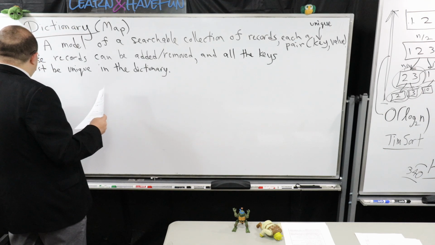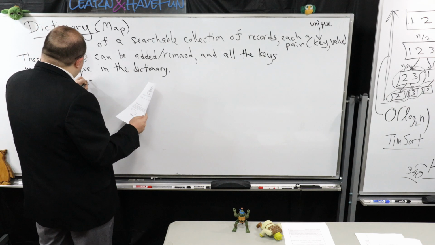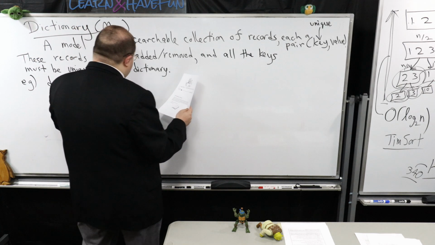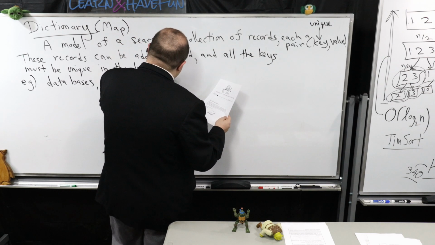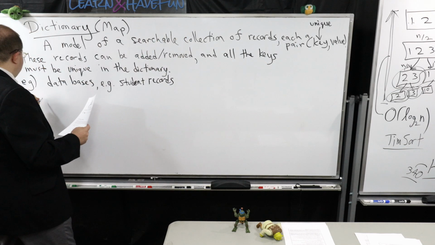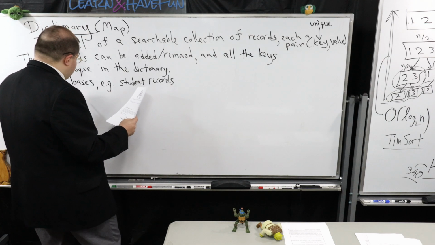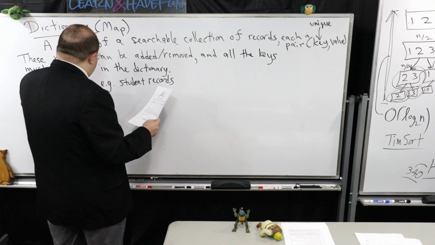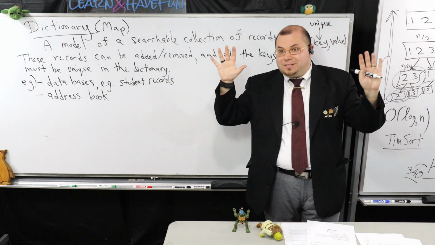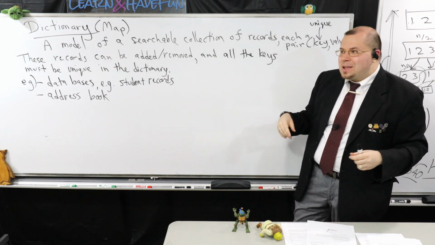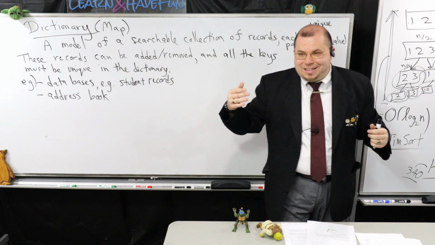Just to recap what I said, here are some examples. If you want to make a database, you can think of it as a database with student records, for example. Another one, of course, is an address book, where you have names attached to addresses. Hence the name dictionary: you could also think of it literally as a collection of words, each with its own definition, or actually a collection of definitions associated with each word.